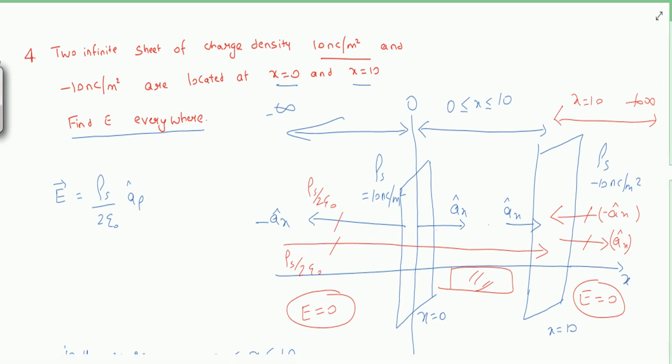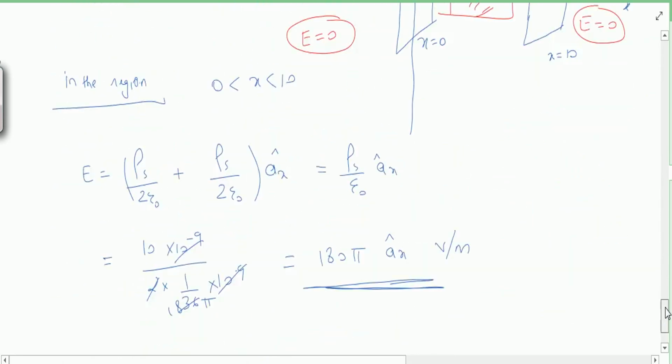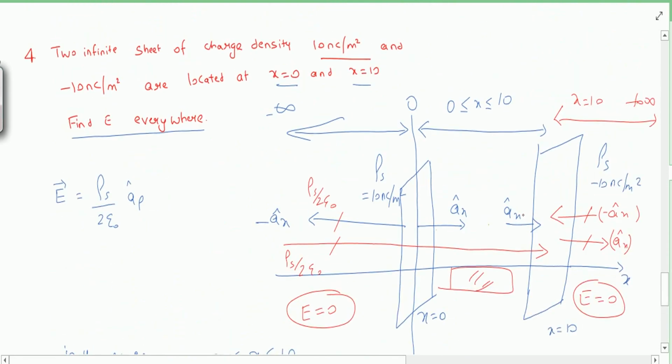The electric field present between the plates is 180 pi. We have solved it in the direction ax cap, positive to negative, and other than that the electric field is 0 everywhere. You can also take both the surface charges as positive, or both as negative, and do an exercise to find the electric field everywhere. You will know where the electric field will be present and where it will not. Now moving on to the next question.